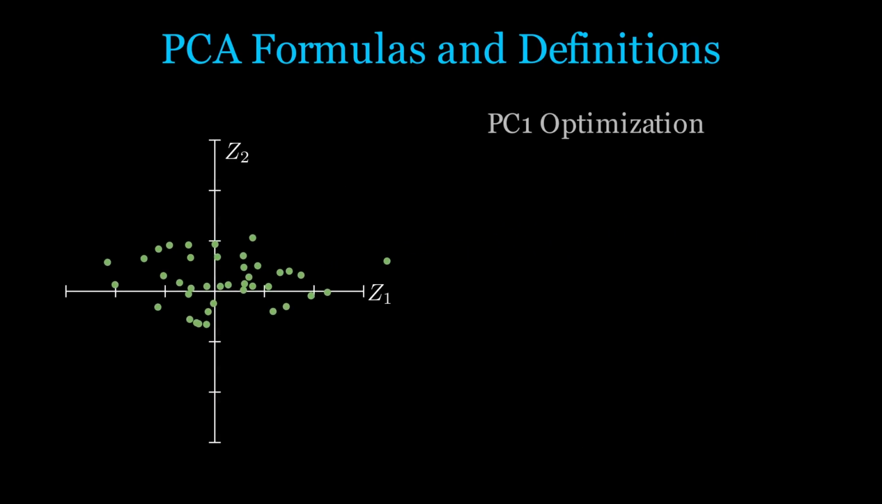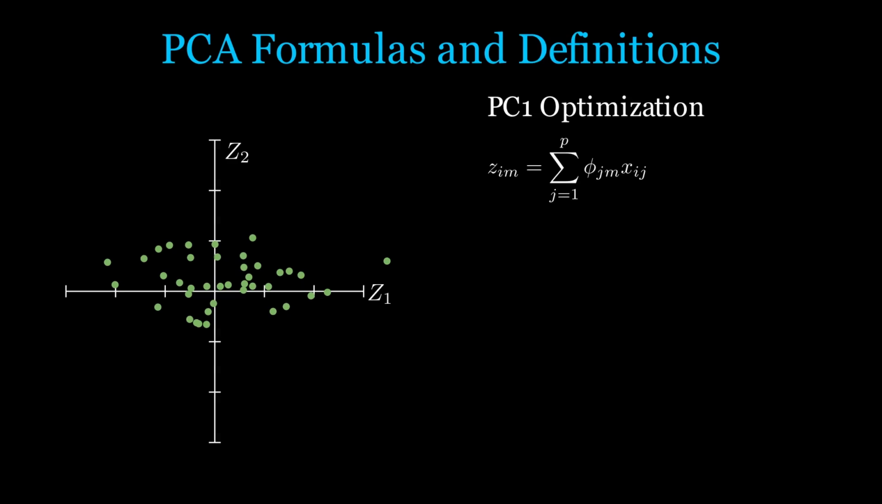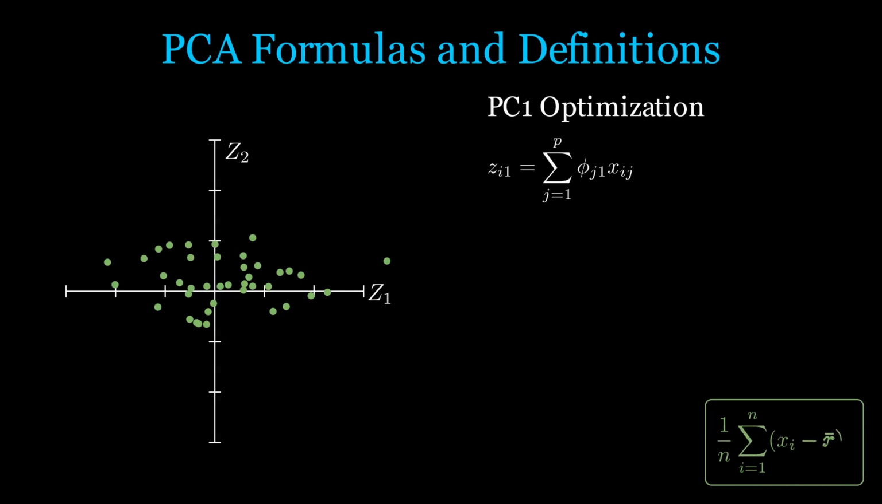Let's pull up our score formula again and build up to the optimization problem we need to solve to find the first principal component. Since we're looking for the first principal component, we can set m equal to 1. Our goal here is to find the loadings, phi, that maximize the variance, or the spread of the data along z1. Recall that the population variance of a dataset is the sum of squared deviations from the mean divided by the number of data points, represented by the formula in green. Our data is standardized to mean 0, so we can use this formula, plugging in 0 for the mean, x bar, to get the variance of the first principal component as the sum of squared scores divided by n.